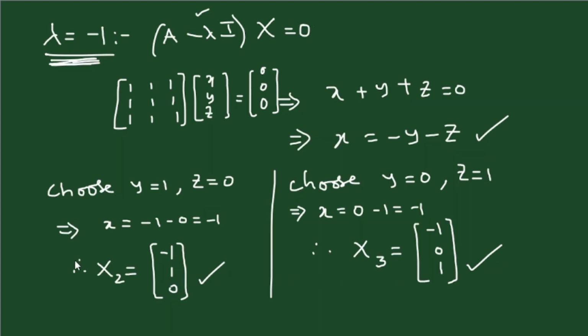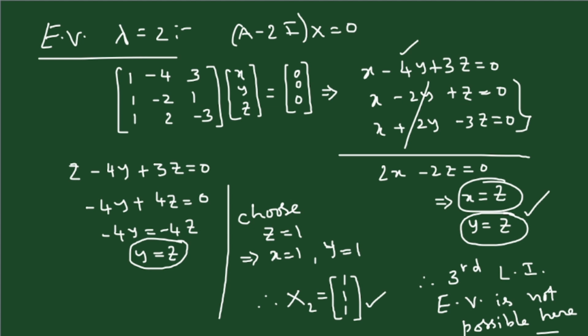But if you observe the previous problem we have discussed, there we had one variable depending on two variables. X is depending on two variables y and z. So you have a chance of choosing two variables. So we obtained two different eigenvectors, linearly independent eigenvectors. But in the present problem, the two variables are depending on only one variable, right?